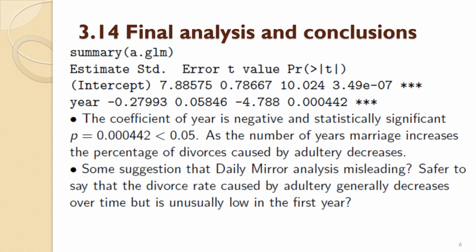The statistical significant bit is the important thing here, and then how you interpret this is slightly the opposite way of how you work this out. So you work this out by saying it's significant and then the thing is negative, and then I've interpreted this here. The coefficient of year is negative and statistically significant precisely because the p-value is less than 0.05. As the number of years of marriage increases, percentage of divorces caused by adultery decreases. So I think there's some suggestion here that the Daily Mirror analysis is misleading. Safe to say divorce rate is unusually low in the first year.